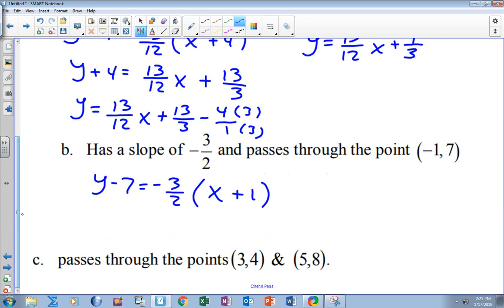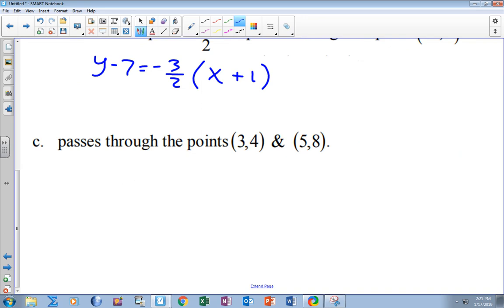So if the point slope formula is too cumbersome, you can just plug it into y equals mx plus b. I'll do it for this one. If we found the slope first, you have 8 minus 4 over 5 minus 3. So that gives you 4 over 2, 2.